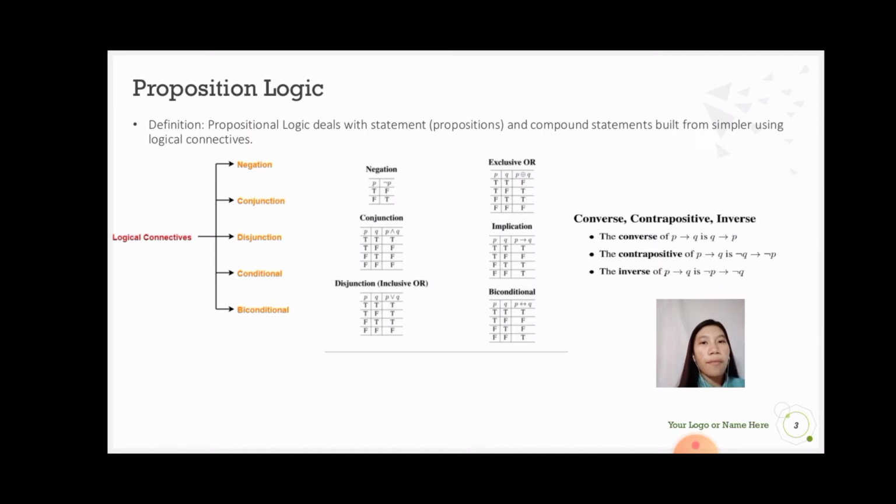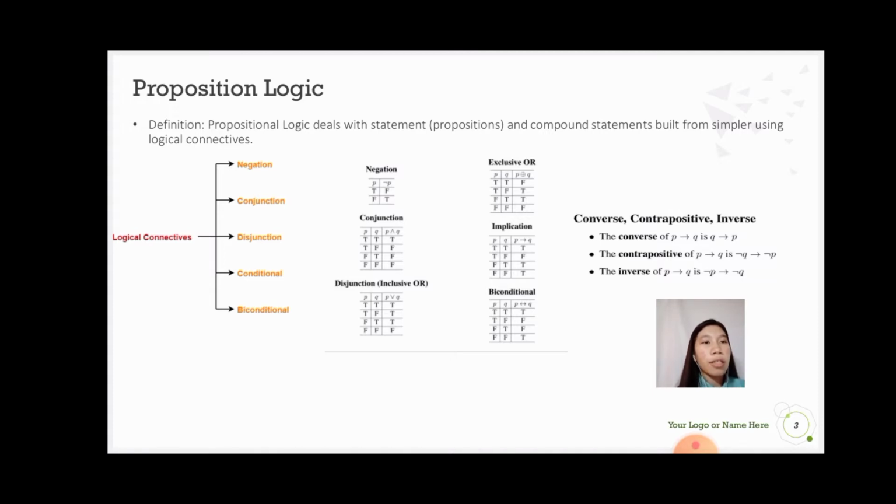And then we have the logical connectives. So, logical connectives: number 1, negation. Number 2, conjunction. Number 3, disjunction. And number 4, conditional. Number 5, the last, is biconditional. We have a pattern of logical connectives.